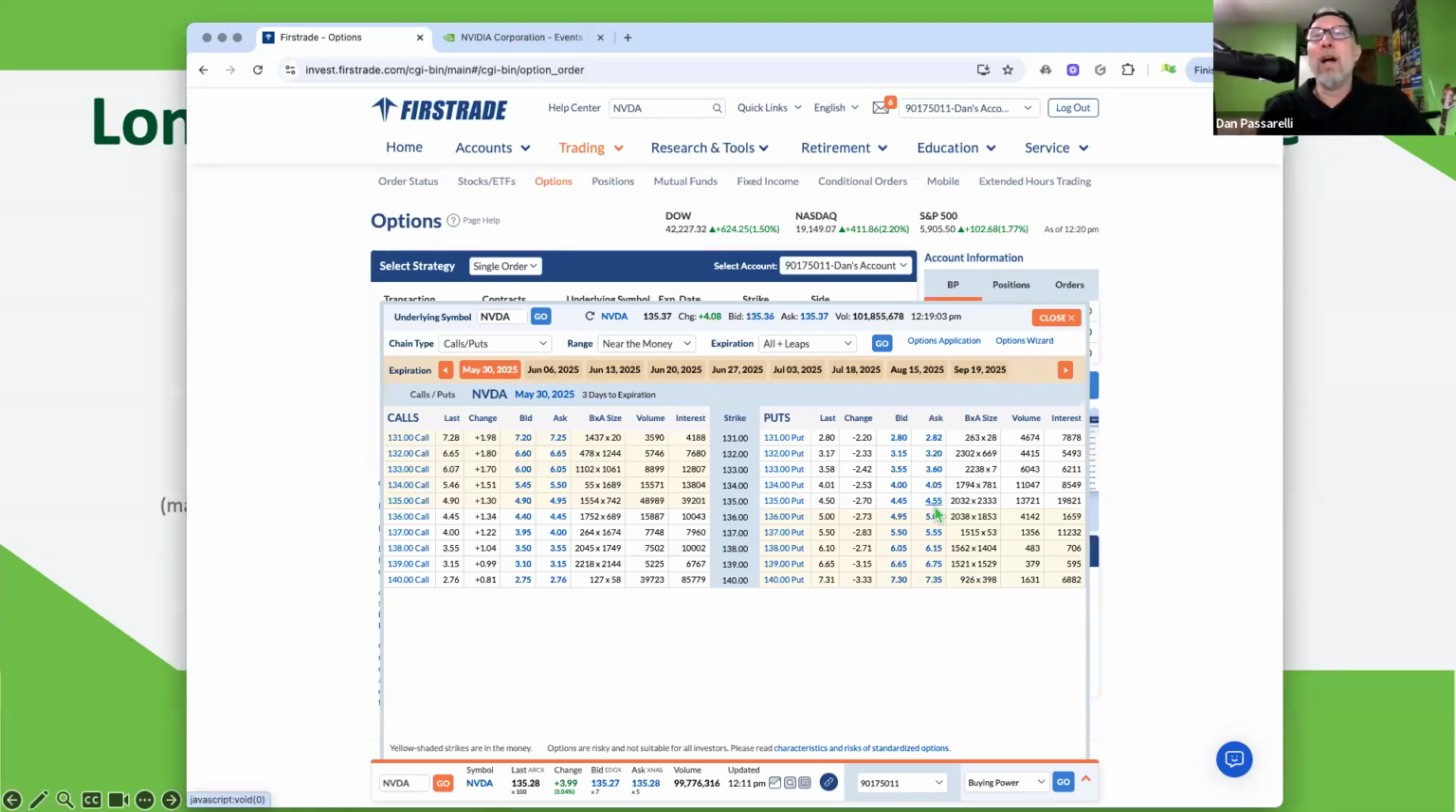And we're just going to add up the offers of these two options. So 4.95 plus 4.55 equals $9.50. So $9.50 divided by the stock price, because we want to see what percentage of the stock price that is, divided by 135.37. Garish, are you kidding me over here, man? 7%.